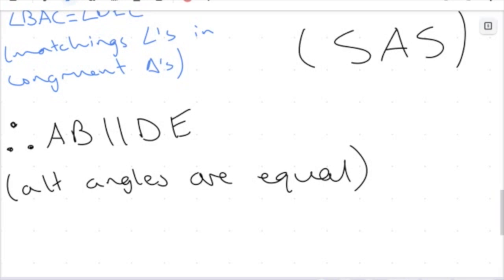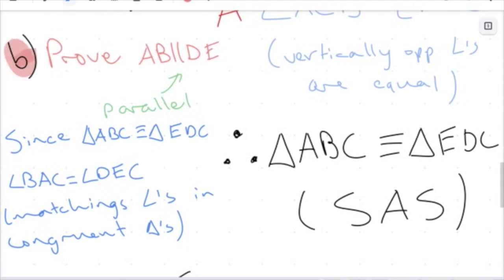But this is how we can use not only congruence in proof, but to uncover further geometrical results, like we did in this part B, by using congruence.